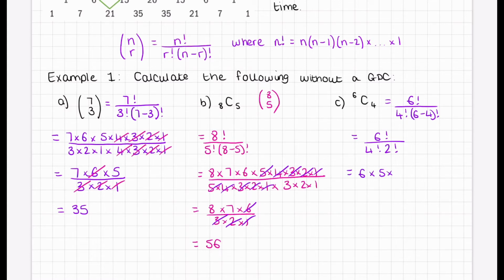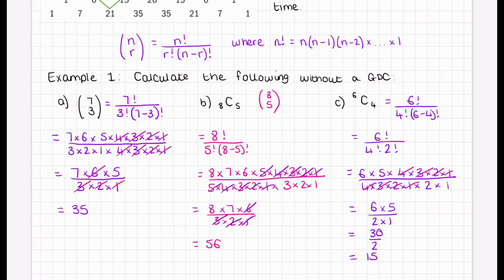So our numerator will be 6 times 5 times 4 times 3 times 2 times 1 all over 4 times 3 times 2 times 1 and then 2 factorial, so 2 times 1. Do our cancelling, which will be 4, 3, 2 and 1. We're then left with 6 times 5 over 2 times 1, which will give us 30 over 2, which is 15.